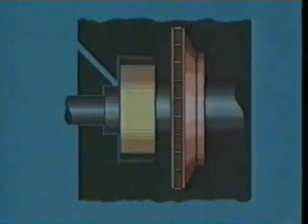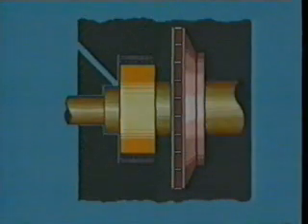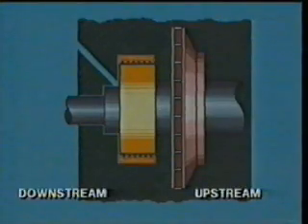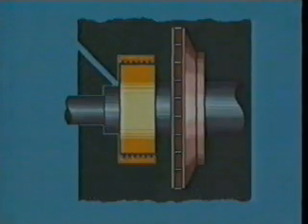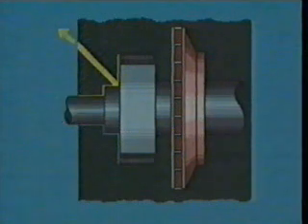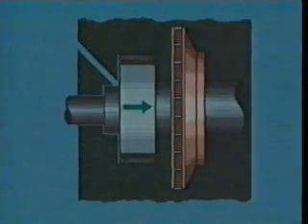The balancing piston is fixed to and rotates with the shaft. It is surrounded by a seal that minimizes leakage from the upstream side of the shaft to the downstream side. The downstream side of the balancing piston is piped back to the compressor suction side through a balancing piston leak-off line. This causes a pressure difference across the piston that provides a net thrust on the shaft to compensate for the thrust being exerted on the impellers.